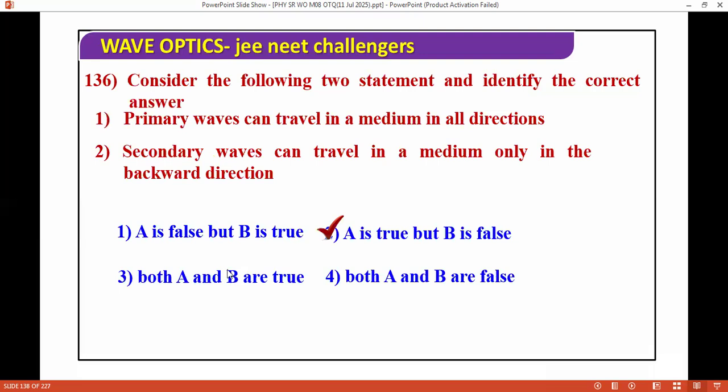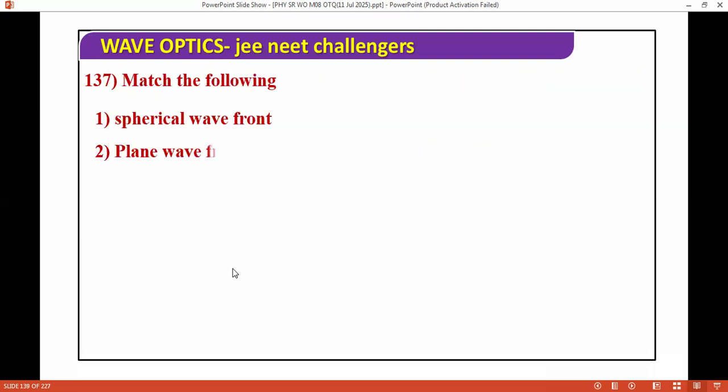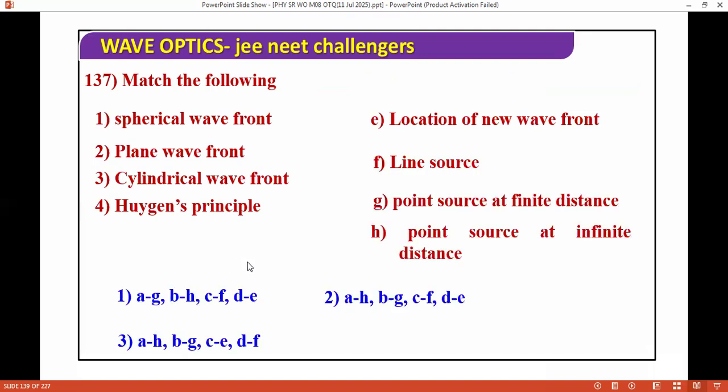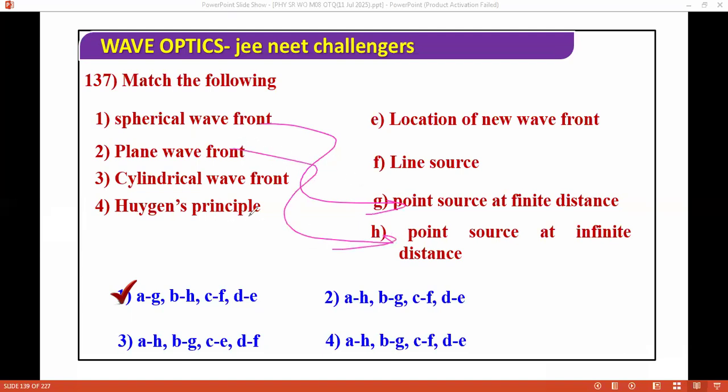This is wrong. Next question: match the following: spherical wavefront, plane wavefront, cylindrical wavefront, and Huygens principle. So if you see the options, match the correct answer. A spherical wavefront is because of a point source, and a plane wavefront is because of a point source at infinite distance. A cylindrical wavefront is because of a line source, and Huygens principle is the location of a wavefront. So this concept should be clear to your brain.